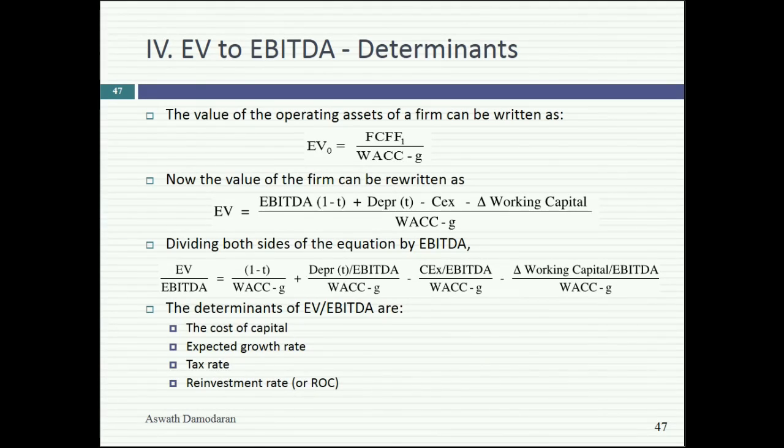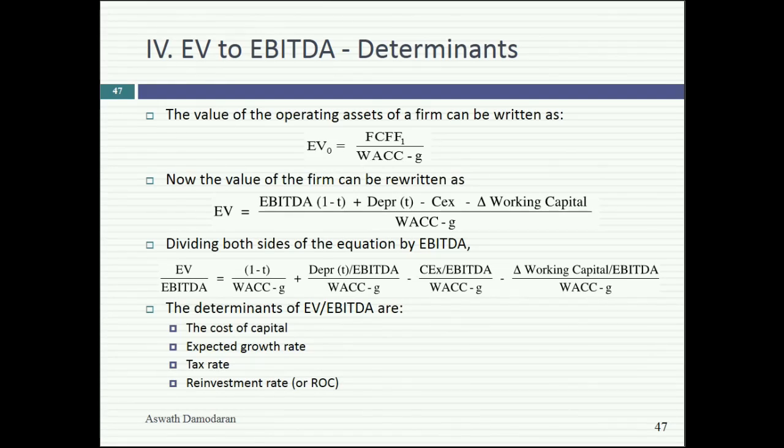So basically, you look at the variables. Here are the variables that seem to drive EV to EBITDA. First, your tax rate seems to matter. The higher your tax rate, the lower your EV to EBITDA multiple. Why is that? When I did PE ratios, I never asked you what your tax rate was. When I do EV to EBITDA, I seem to worry about your tax rate. Why, when I did PE ratios, do I not care about the tax rate? When I do EV to EBITDA, I do.